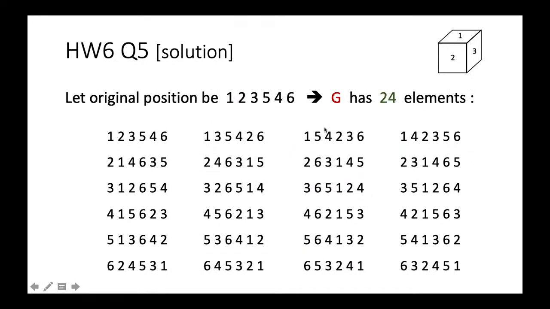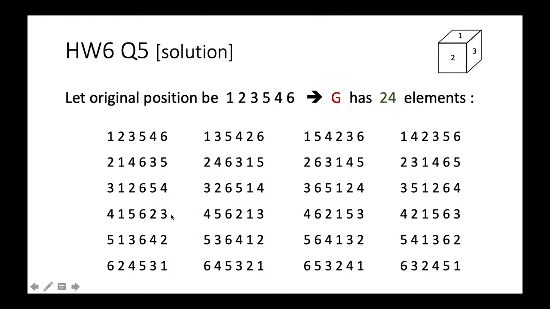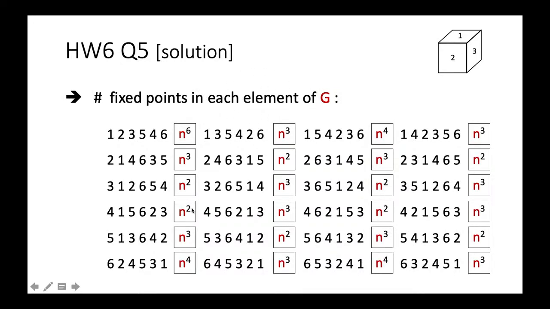So how about the next one? Let's have another one. Let's try this one: 4, 1, 5, 6, 2, 3. So 1 will go to 4, 4 will go to 2, and then 2 will go to 1. So we know that 1, 2, 4 have to be of the same color. So there are n choices for the color of these 1, 2, 4. And 3 will go to 5, 5 will go to 6, and 6 will go to 3. So 3, 5, 6 have to be colored in the same color in order for the resulting rotation to be a fixed point. So in that case, the number of fixed points will be n to the power 2.